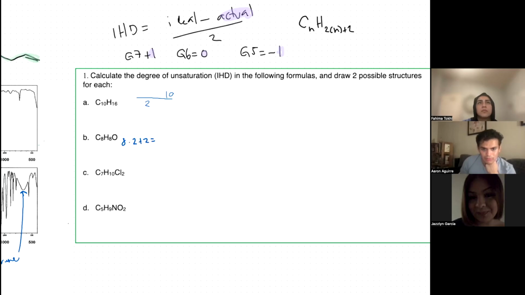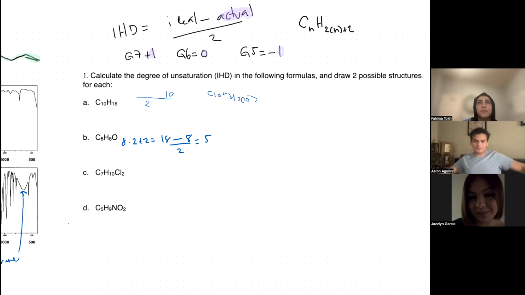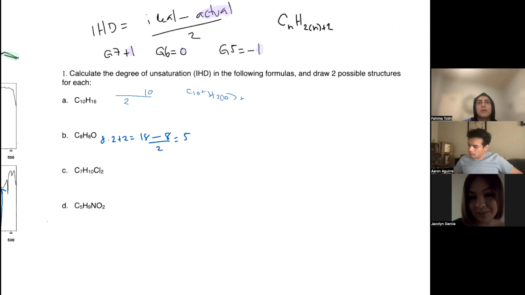So we do -8 over 2, 10, 5, 2. Plus 2. Is it actually 5? It is 5. 10 times 2 is 20, plus 2 is 22. So 22 minus 10, 12 over 2, which is 6.